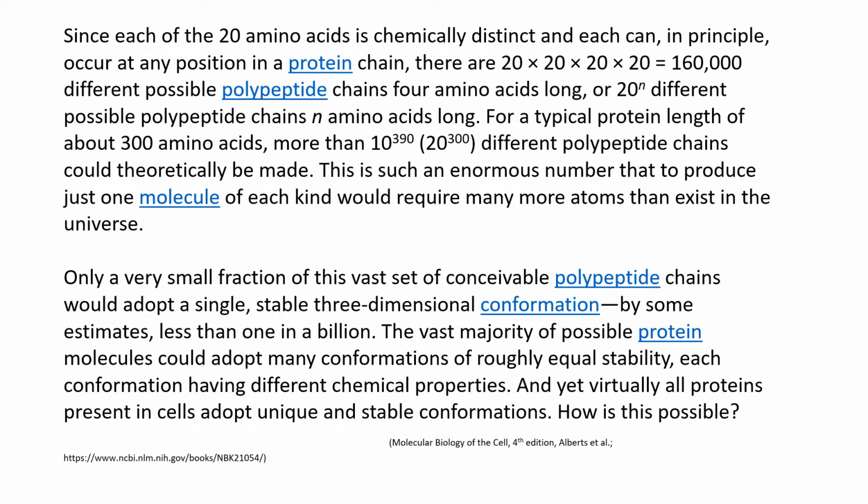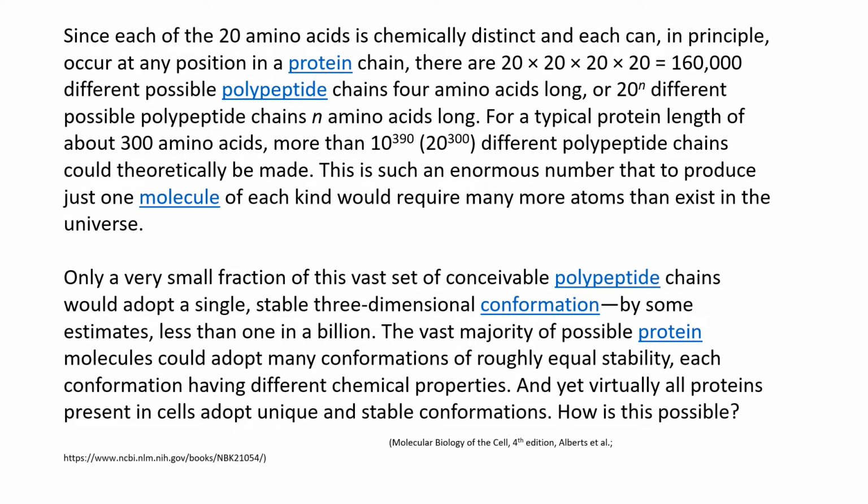For a typical protein length of about 300 amino acids, more than 10 to the 390. That's an unimaginably large number, and the way we get that is 20 to the 300, 20 times 20 times 20, 300 times to fill in the correct amino acid sequence. So there are 10 to the 390 different polypeptide chains that could theoretically be made. This is such an enormous number that to produce just one molecule of each kind would require many more atoms than exist in the universe.